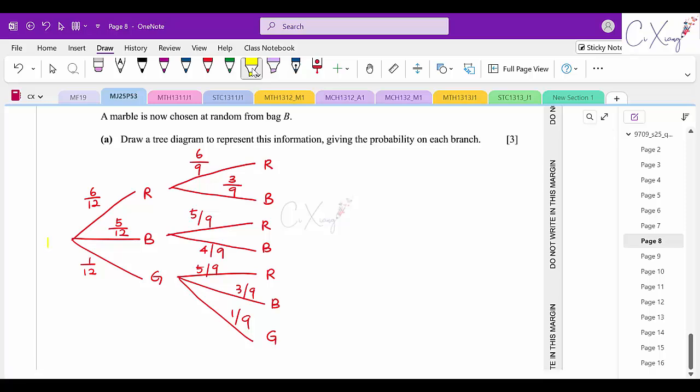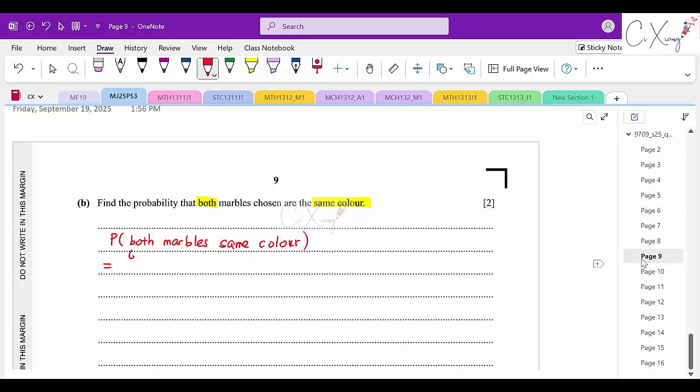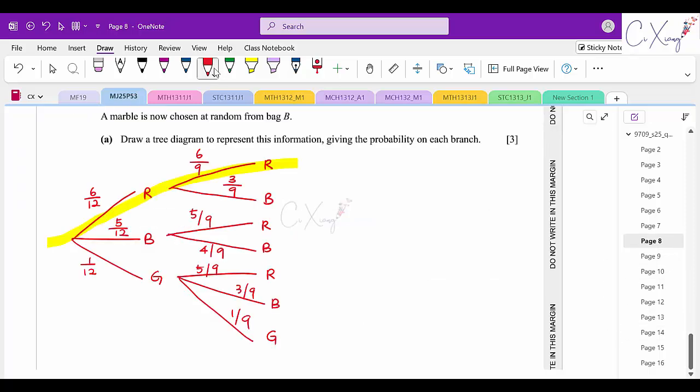Okay, both are the same color. I might have the first case where the first marble is red, second marble is red. So you multiply the probability along the branch. So 6 over 12 multiply with 6 over 9. This one gives you the case where both of the marbles are red color. And now if you try to find out the other possible cases, it will be both blue. Blue and also blue, this one. Both are the same color, blue and blue.